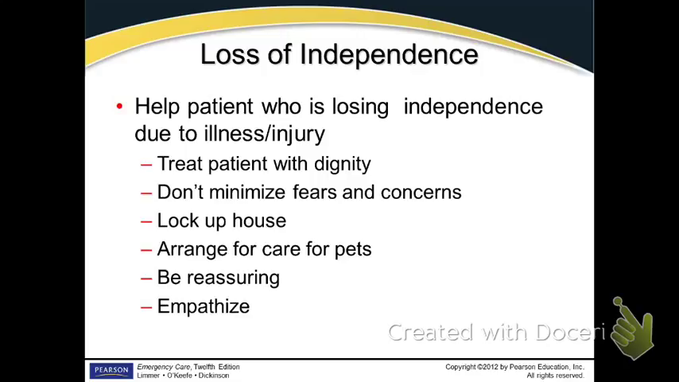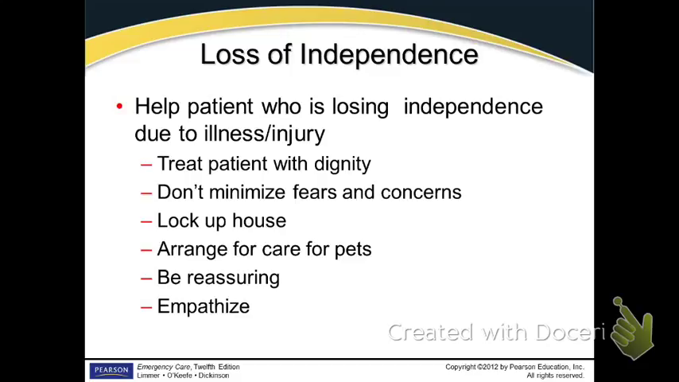A patient who is elderly may be losing independence, and that's psychologically one of the issues that they definitely have to deal with. You want to treat them with dignity. We already kind of talked about how you deal with those patients. Treat them with dignity. Don't minimize them. Don't talk around them. Respect them.